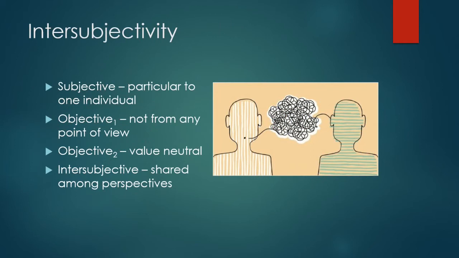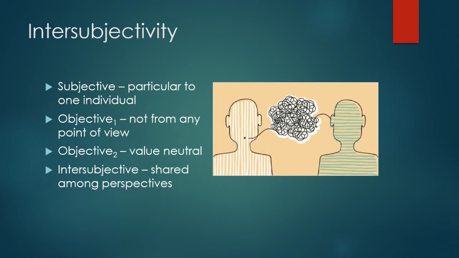So we might distinguish a few things here. Something is subjective if it's particular to one individual. So I have thoughts and feelings about oatmeal with raisins in it. Those thoughts and feelings are mine. There's no reasonable expectation that anybody else would share them. I don't have to justify them. I don't have to expect that they're features of reality.